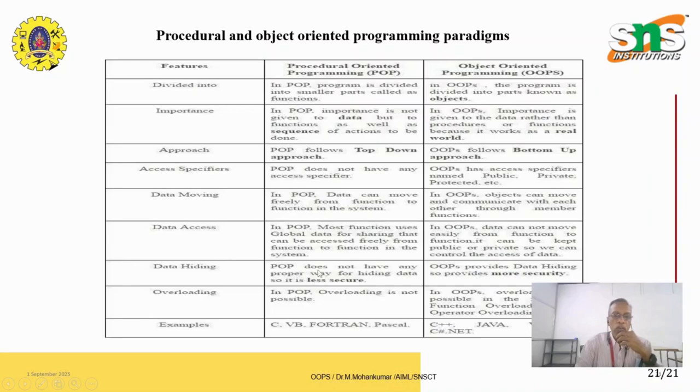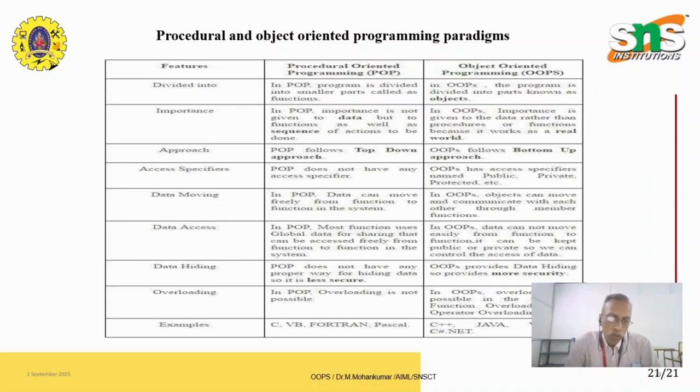Data hiding concept: POP does not have a data hiding concept, but OOPS has more security. Data hiding is there. Then overloading: in POP, overloading is not possible, but in OOPS it is possible. Then examples: VB, Fortran, and Pascal are the best examples of POP. For the OOPS concept, there are Java, C++, VB.NET, and C#.NET.